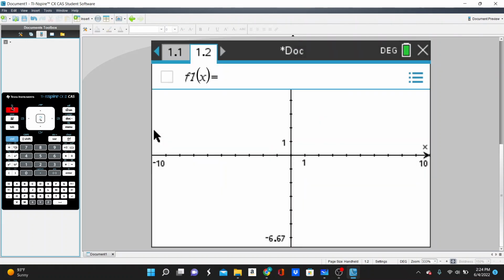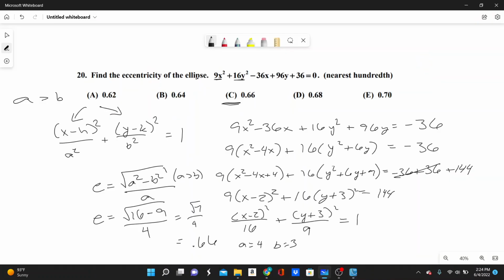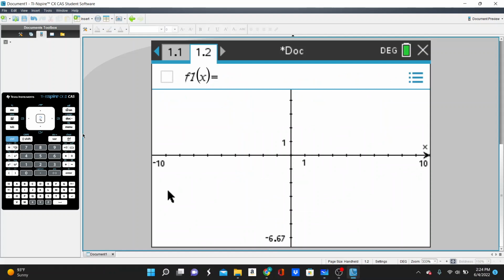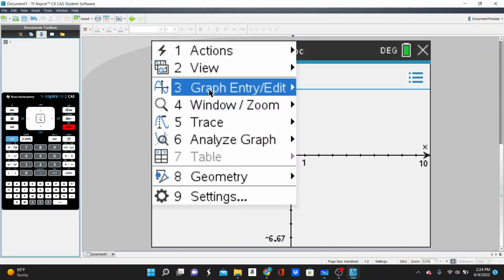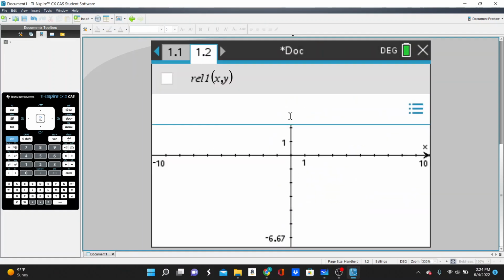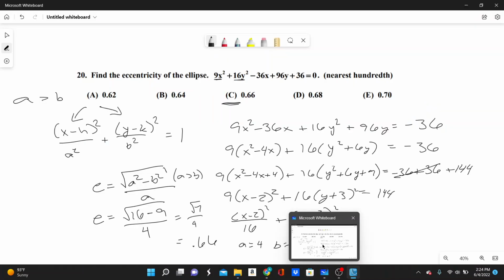By default, you're going to be as a function. But if you notice, we don't actually have a function. We have what's called a relation because we have x's and y's all mixed together. So what you do is menu, and then graph, and then you go to relation. And then I'm just going to type in our relation.